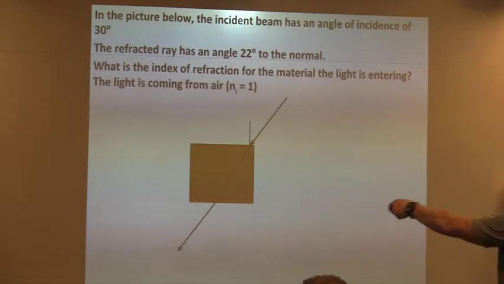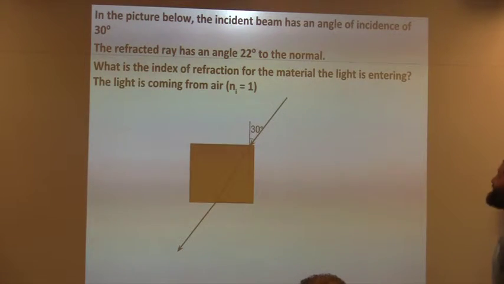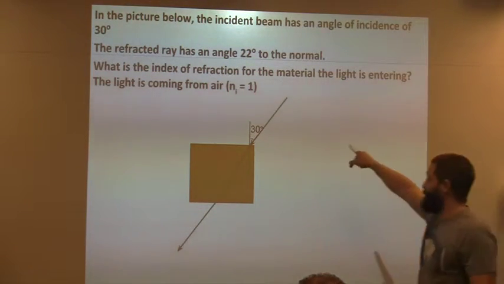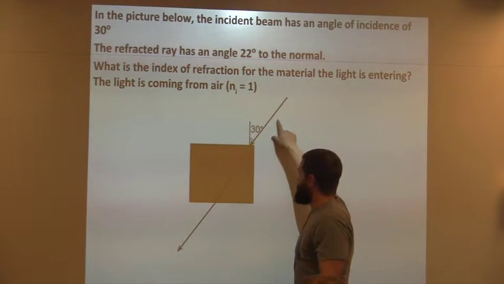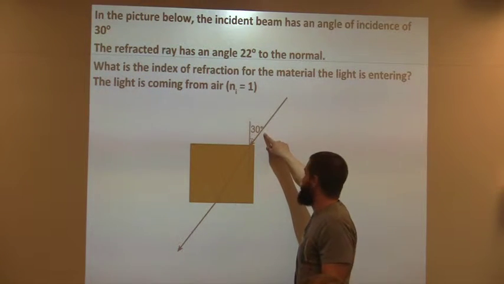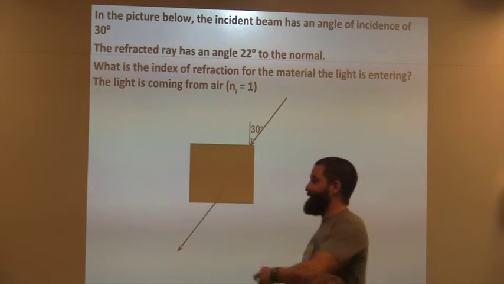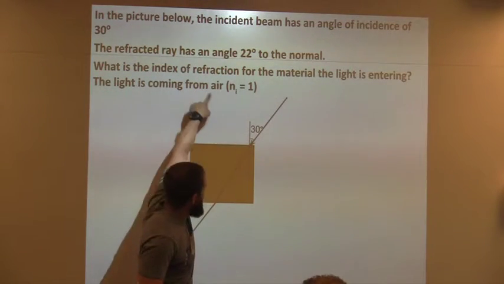So we're going to shine some light here, okay? And I say that the angle of incidence, so this is the ray coming in. This is my angle of incidence right here, okay? Just like we did in all those labs. Now, what's happening though, a lot of times it bounces back like this, right?